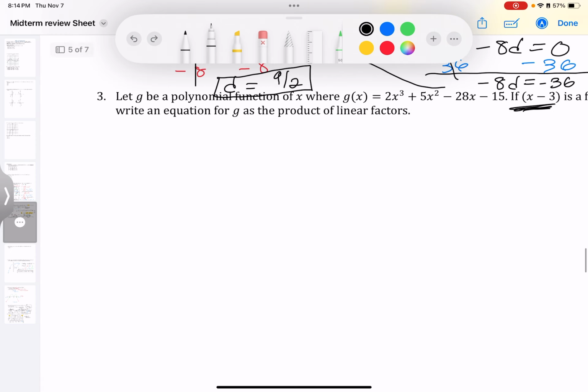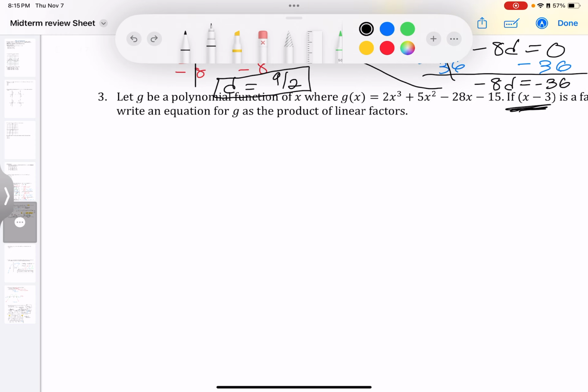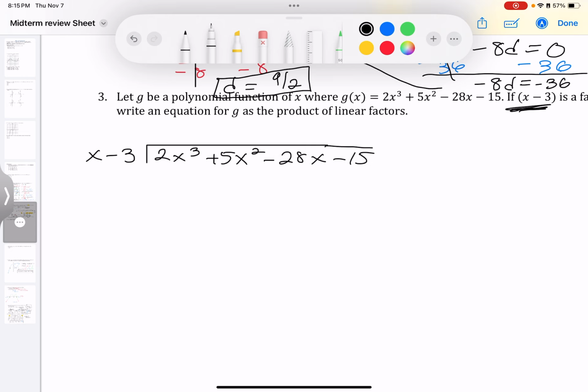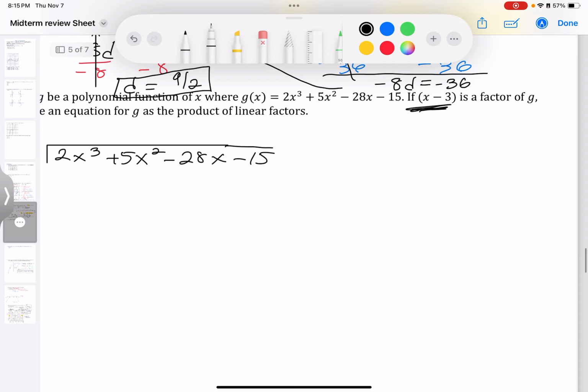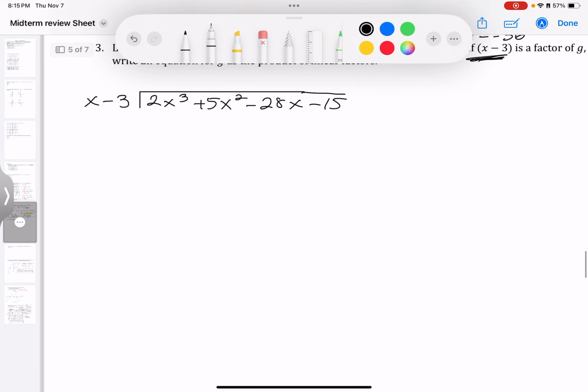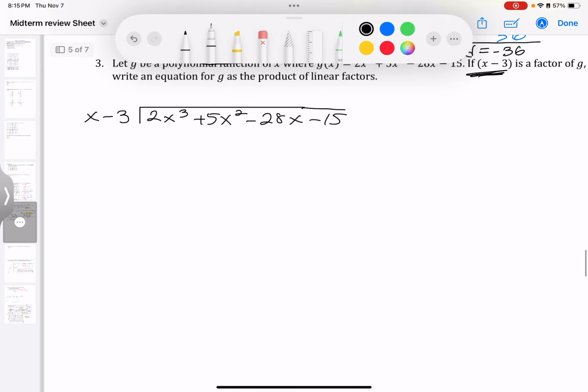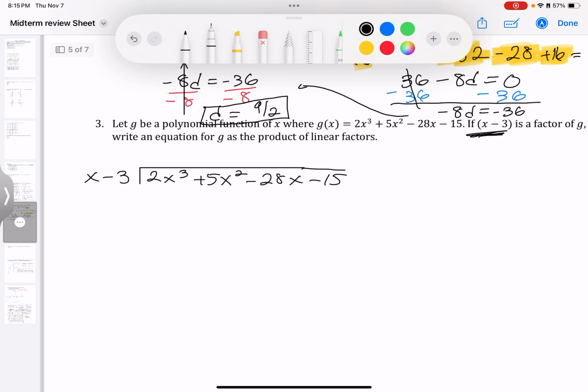So, let's first use long division. Let's place our x minus 3, which is going to be our divisor in this case, outside the long division symbol. And we're going to place our 2x cubed plus 5x squared minus 28x minus 15 inside of our long division symbol. And we're going to divide by using long division. In this case, we're going to have 3 rounds of long division because the power is 3.